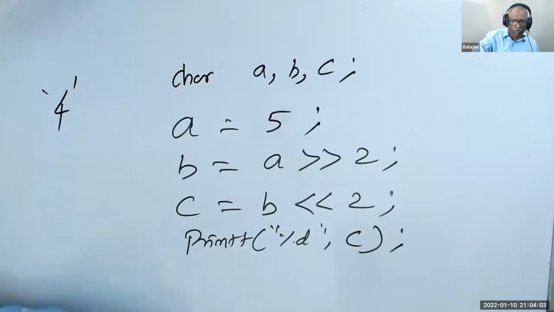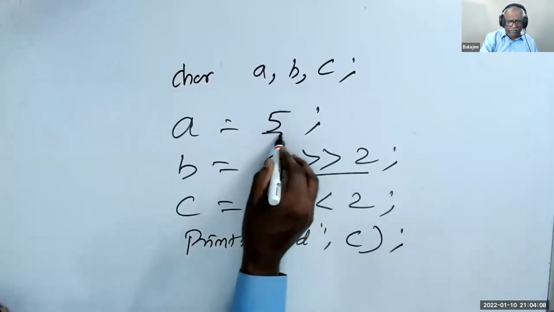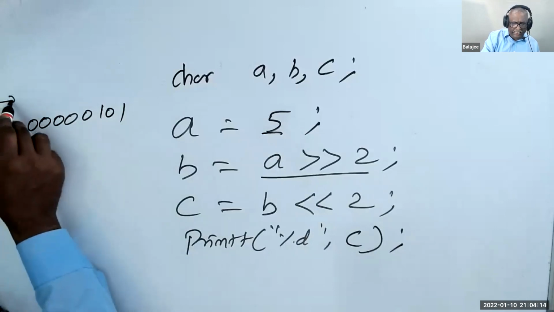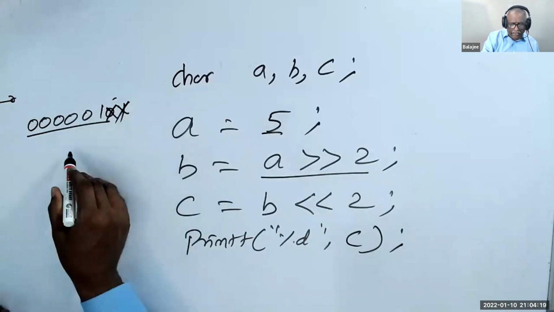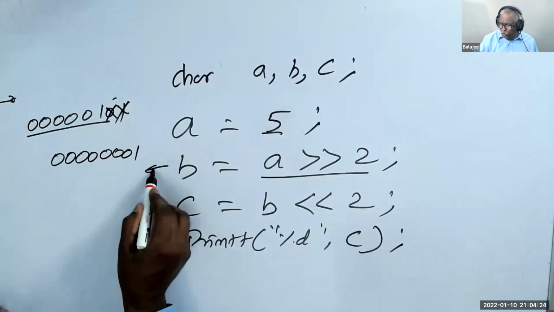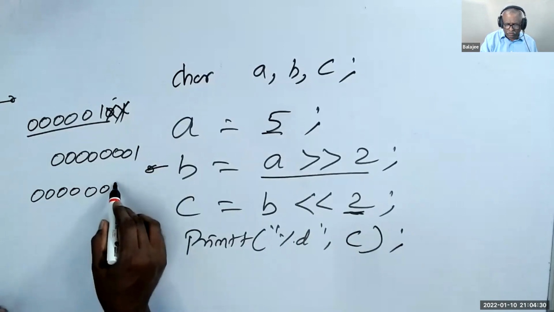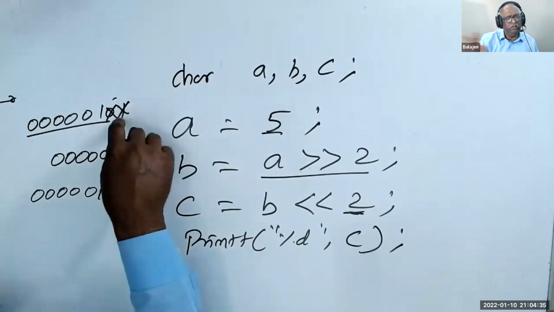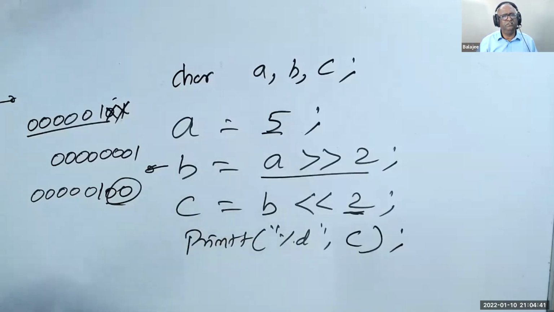That's good, 50-50. The thing is, if you write A right shift by 2, the 5 means 0, 0, 0, 0, 0, 1, 0, 1. When I push it to the right side, these 2 bits will go. Now the answer will be 0, 0, 0, 0, 0, 0, 0, 1. When I do left shift by 2, it becomes 0, 0, 0, 0, 0, 1, 0, 0. 2 zeros will be added. The 1 is gone. Think. Go and see the results. Print the results and see.